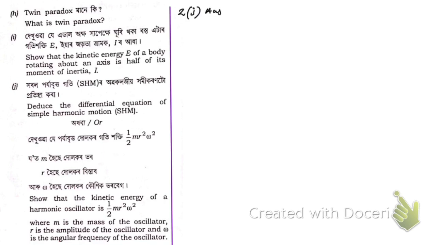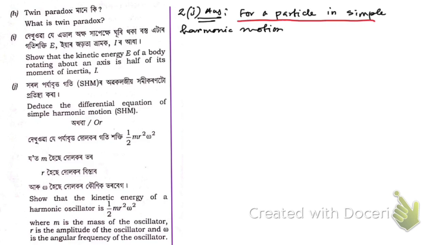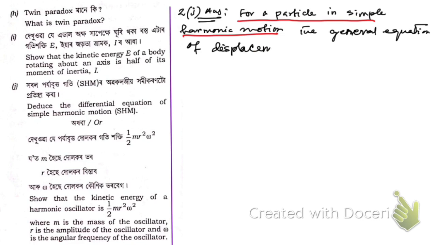2J, here is the answer. So we know that for a particle vibrating simple harmonically, or for a particle in simple harmonic motion, the general equation of displacement is given by y is equal to A sine omega t plus alpha, right?